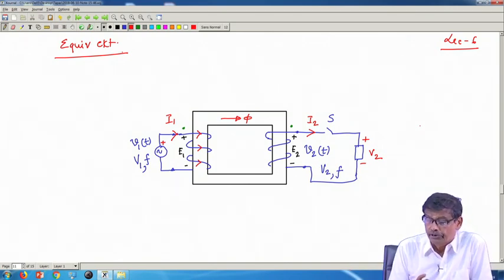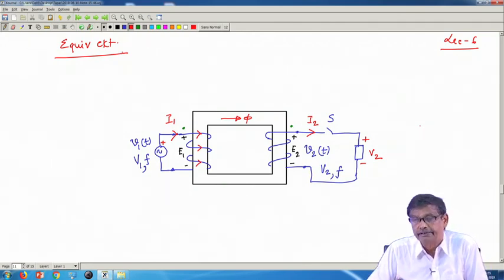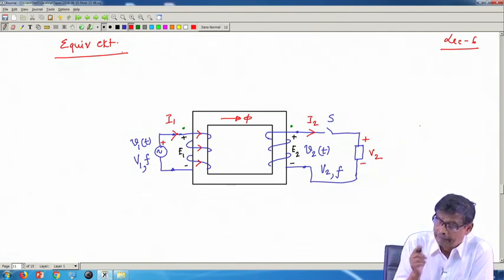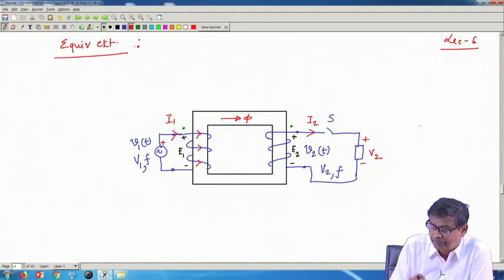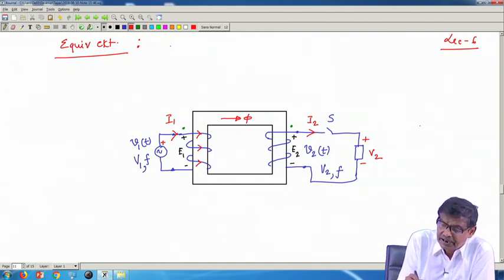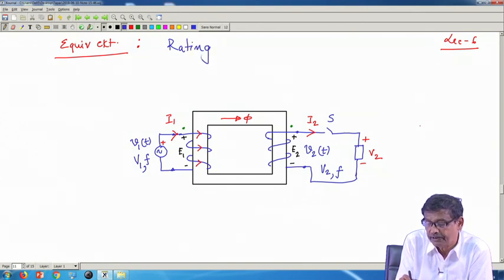In the last class, I told you that the product of voltage and current on the primary and the secondary side remains constant. Now I will tell you that it is because of this fact that the volt-ampere product remains the same. Let me tell you about the rating of a transformer, and how the rating should be specified.